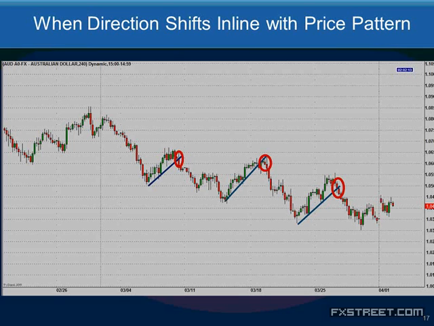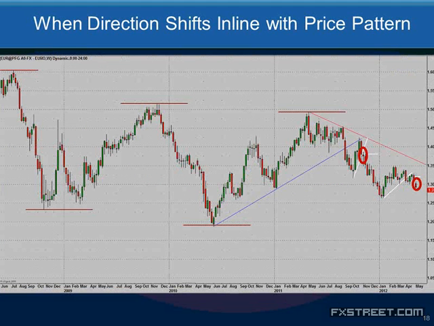You want to identify the pattern as bullish or bearish, and then if it's bearish, you're going to wait for rallies and look to sell the rally, but you still have to wait for that counter trend line break. Once the counter trend line breaks, that's when you wait for the change of direction in line with the pattern. So once again, it's very important to know when direction shifts in line with price pattern.